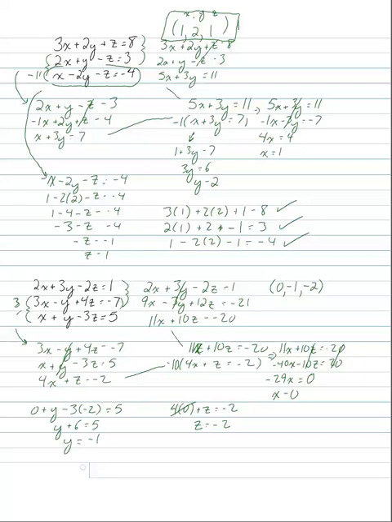Sub it in to check. So let's see, if I sub it into the first one, 2 times 0 is 0. 0 minus 3 is -3. -3 minus 2 times -2 is +4, so -3 plus 4 is 1. Checks there. Second one, 3 times 0 is 0. Y was -1, so +1 would be a +1. And then 4 times -2 would be -8, so +1 minus 8 would be -7. So these three should work out.